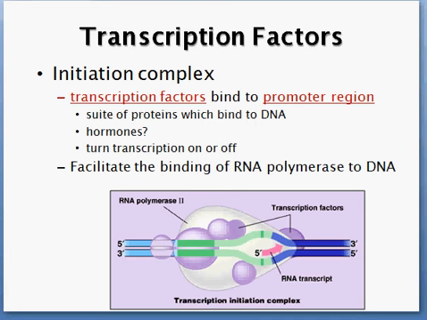This purple box at the bottom of this slide shows you what we consider to be the transcription initiation complex. So again, this is a completed assembly of transcription factors and the RNA polymerase II in a eukaryotic cell.